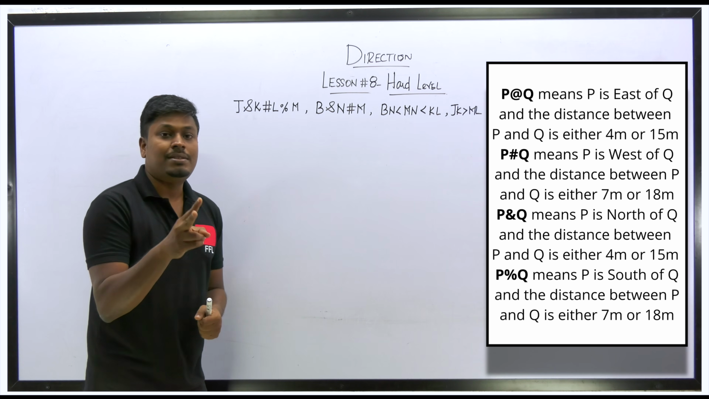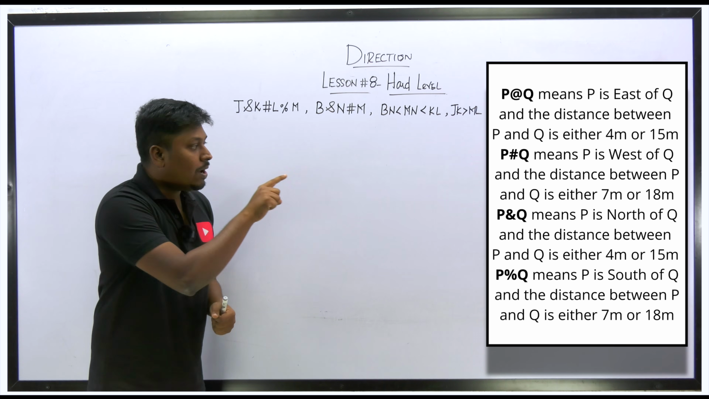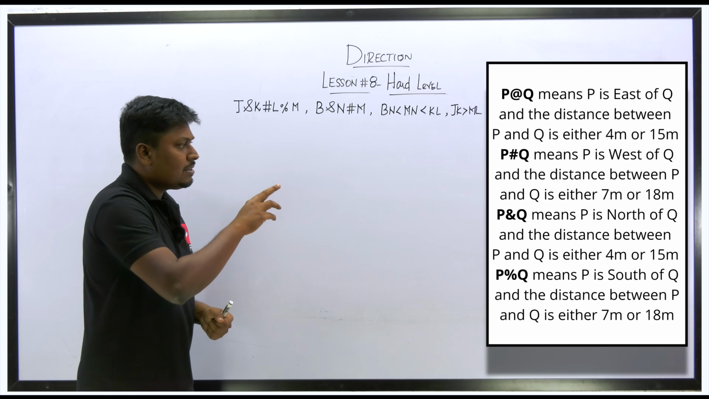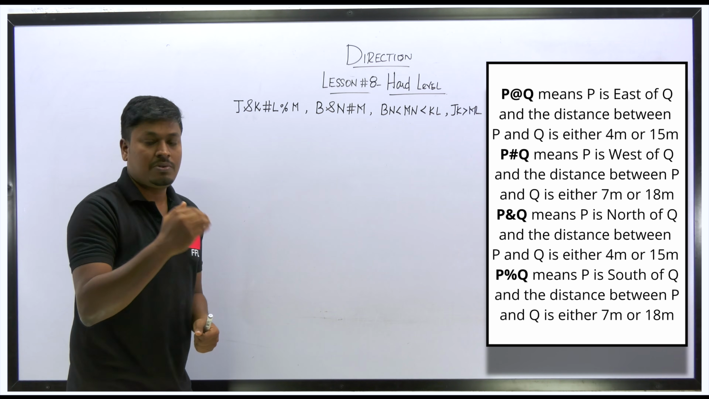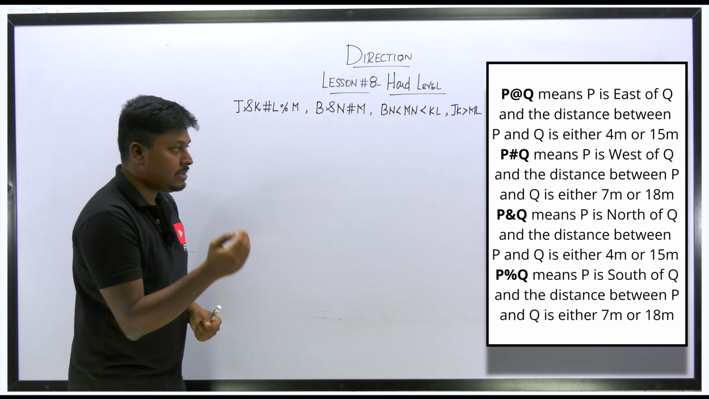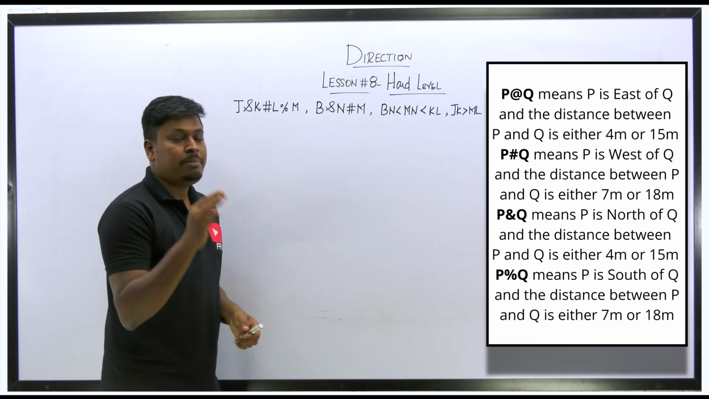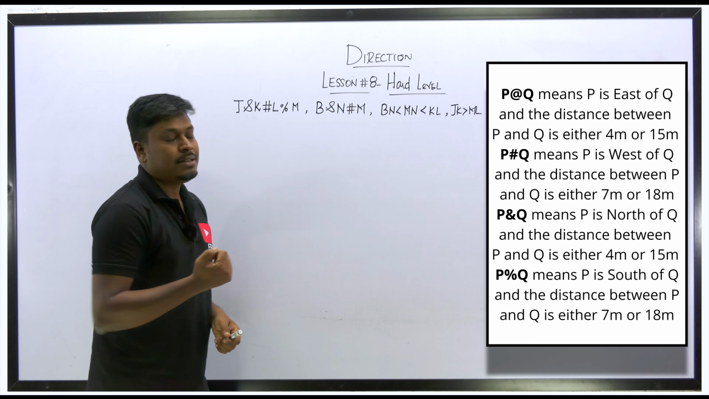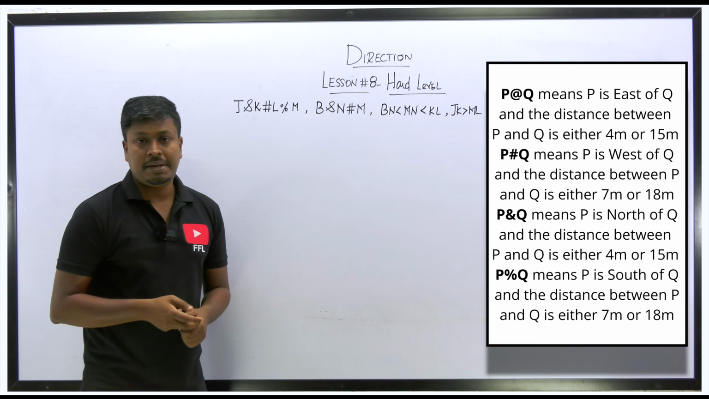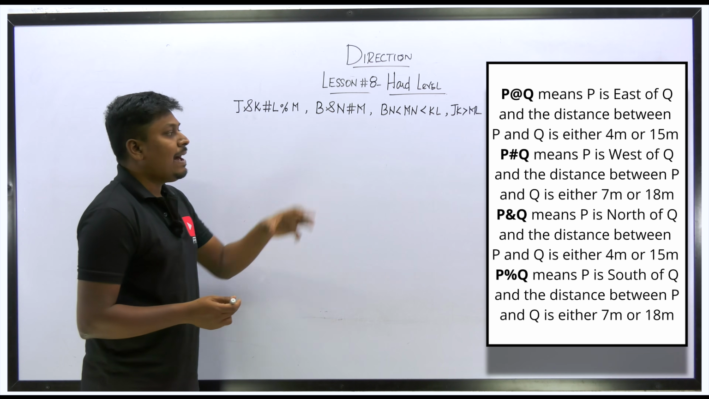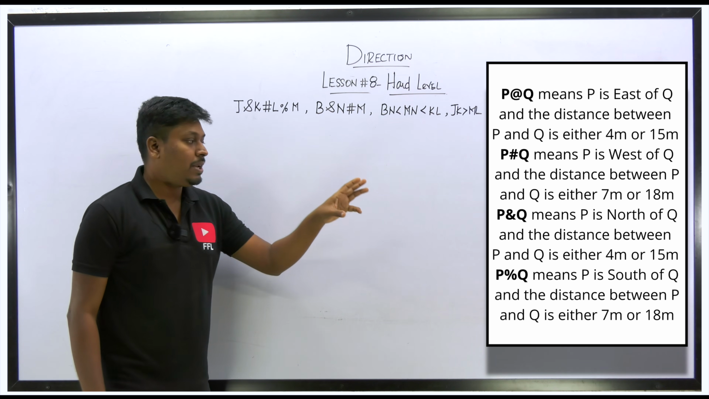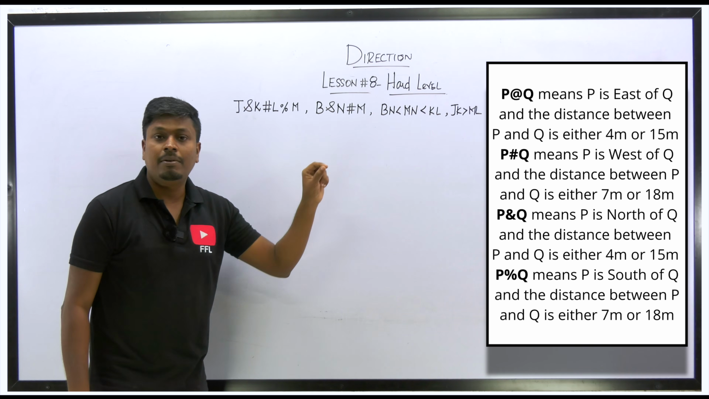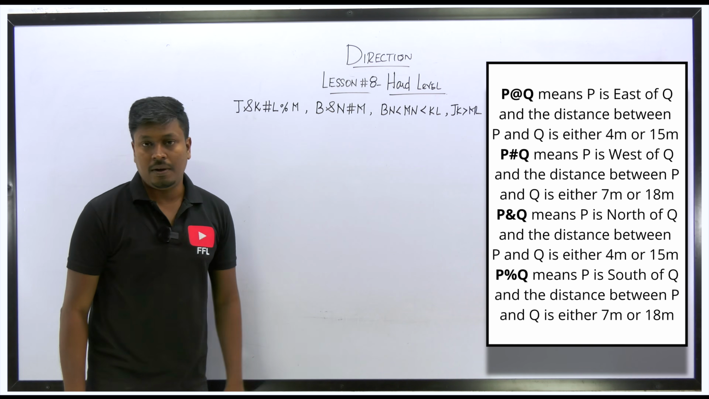So similarly, point number 2, P asterisk Q means western side. They have given 2 distances. It can be 7 meter or it can be 18 meter. So similarly, P and Q, where P is north of Q. So Q north is P if it is an 'and' symbol, and the distance will be 4 meter or 15 meter. If it is percentage, again the distance will be 7 meter or 18 meter. Right? So the direction is exactly given, without any possibilities, but the distance for each and every symbol has possibilities. They have given an either-or, right?